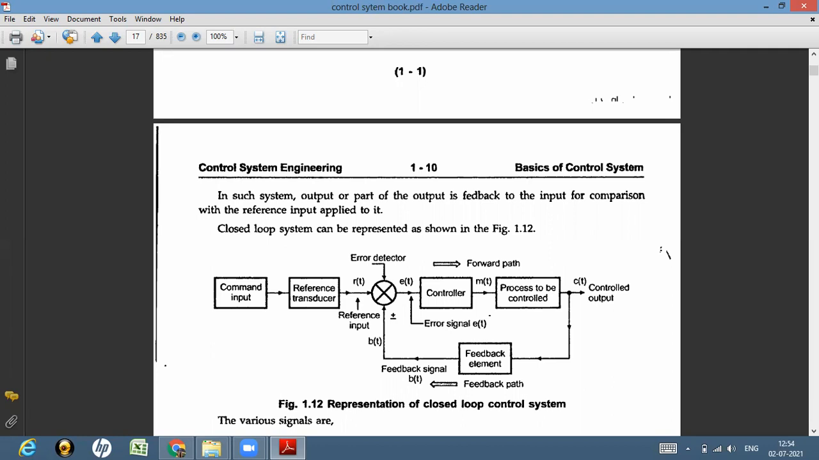Okay, now I think you just got an idea of what we mean by control and uncontrolled, and how this feedback element works. Just got an idea? Now anybody having any doubt, he or she can ask me. Yeah, please.